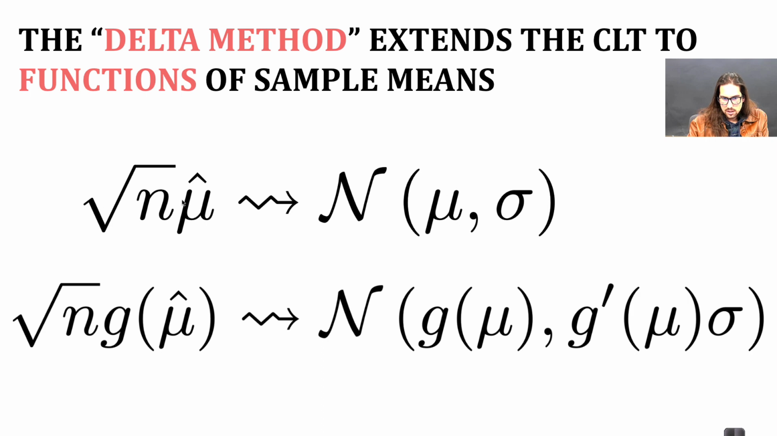So if the mean of this sample mean is mu, then the mean of g of mu hat is going to be g of mu. And what's the variance?